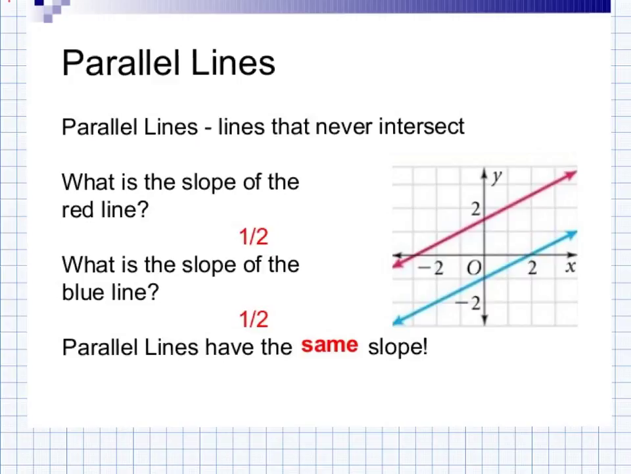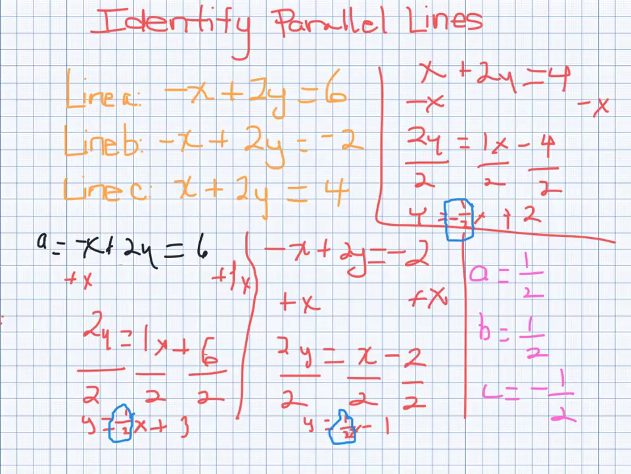So what is the slope of the red line? Well, it gives us the answer is 1/2. You can see it's increasing. It's going over 1 and 2. What is the slope of the blue line? And it is 1 over 2. So that's the rise and the run. So parallel lines have the same slope. They're the same. So how would you identify parallel lines?